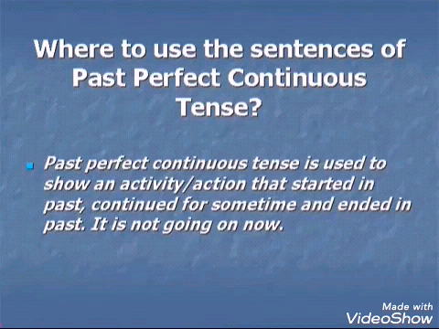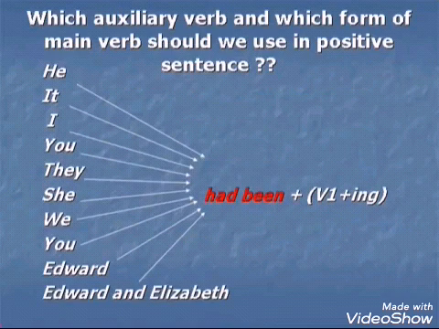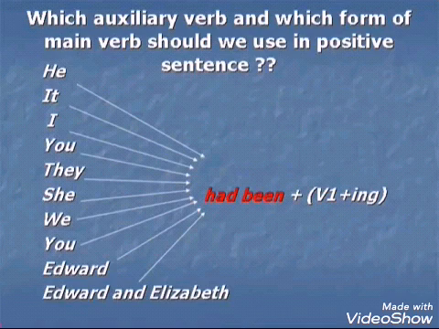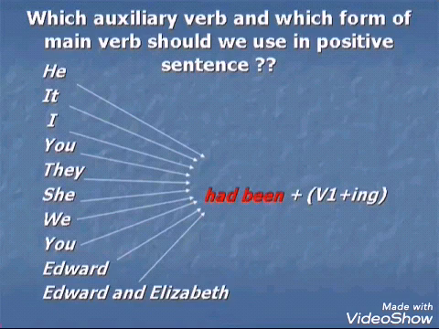So an action that started in the past, continued for a certain time, and finished before a certain time or another action in the past. Or it refers to the duration of an action in the past before another action or before a certain time. Here, which auxiliary verb and which form of the main verb should we use in the positive sentence?